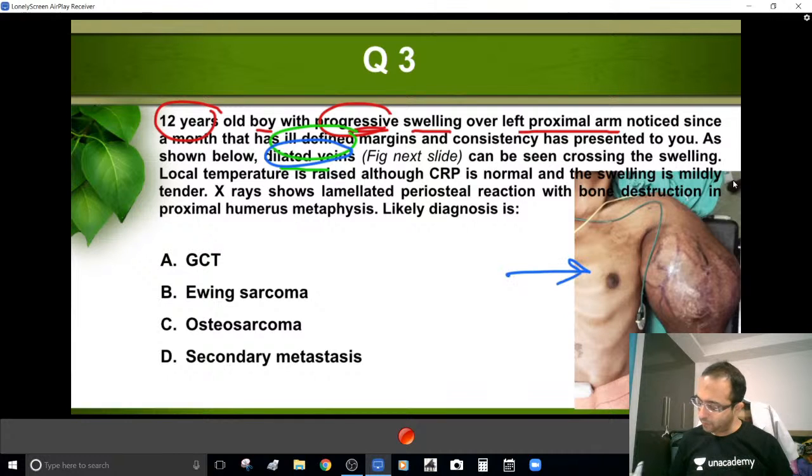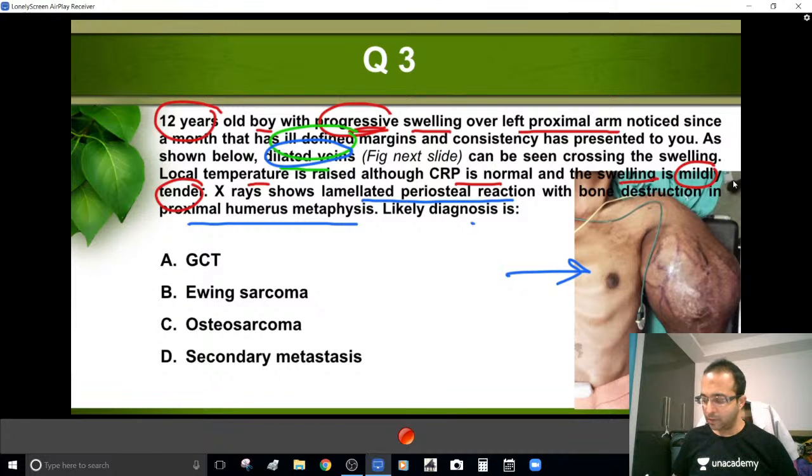Oh, and the lesion is shown to you. Perfect. So that's the lesion. Oh, that's a huge size, and I hope you can see very clearly the dilated veins over this swelling. Diagnostic feature, these dilated veins, I'll just tell you about them as well. Now the local temperature is mildly raised. CRP is normal. Swelling is mildly tender. In X-rays, you have again laminated periosteal reaction.